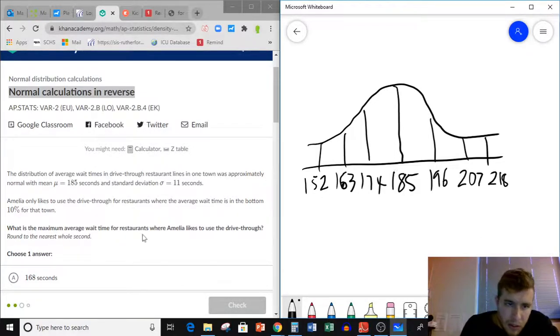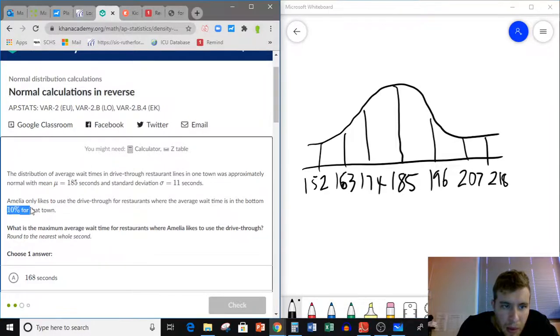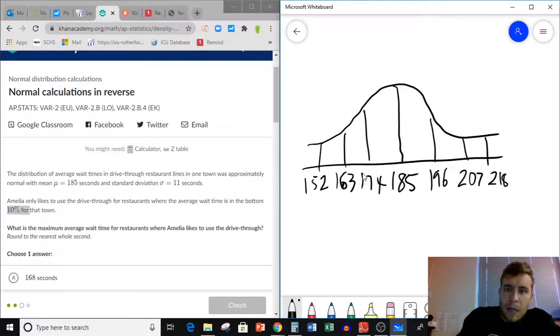So let's answer the question. We want to figure out the bottom 10%. What is the wait time? What is that average wait time? So here's the average wait times in seconds. And with deviation, so the average is 185, but what would the bottom 10% be? Well, let's think through this logically first. We know that from here over, this would be the bottom 50%.